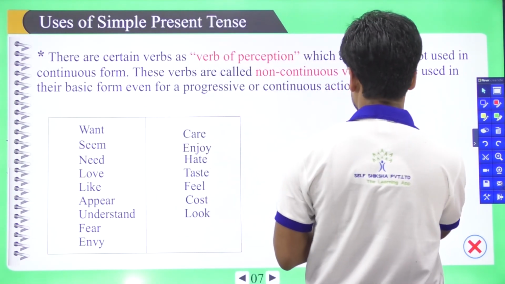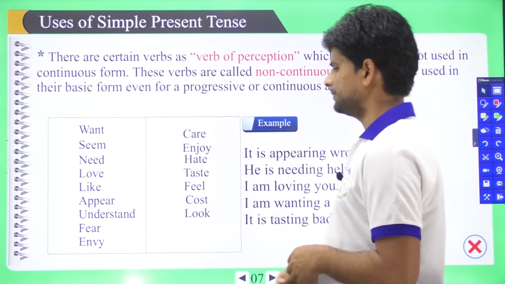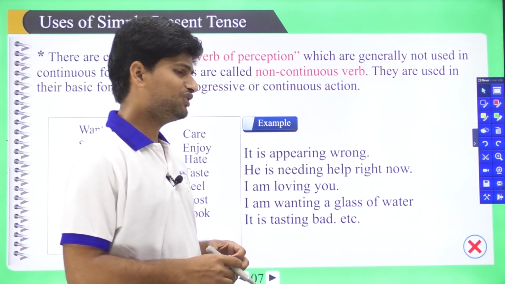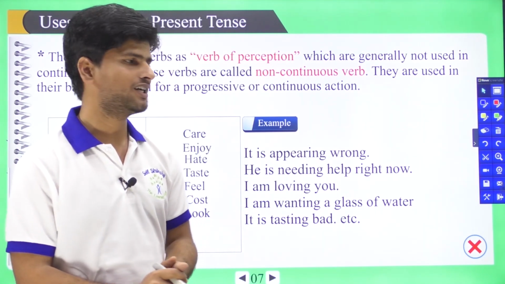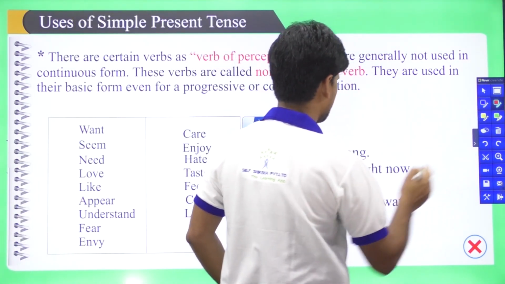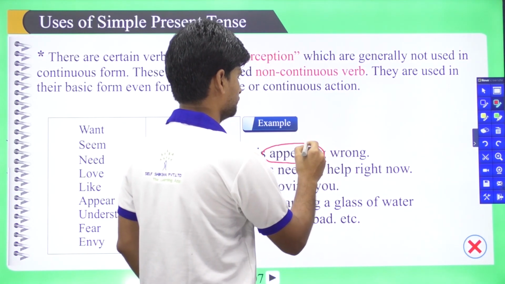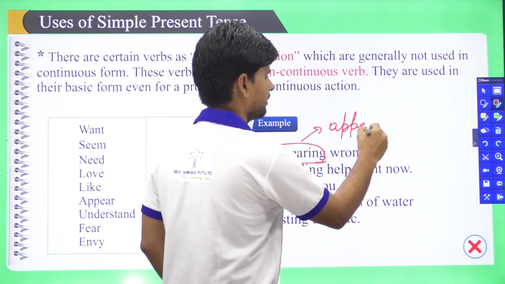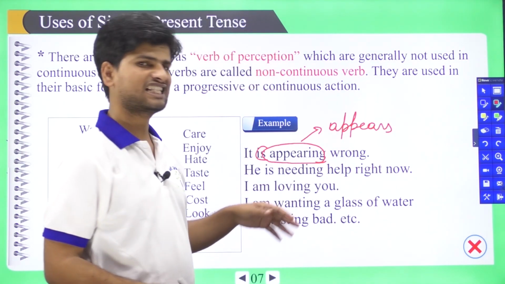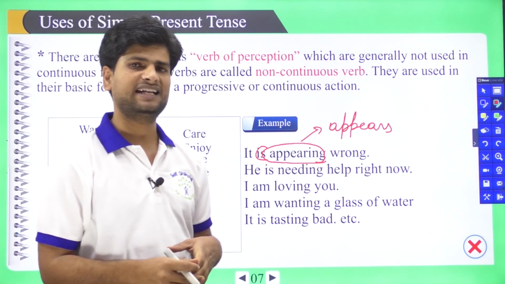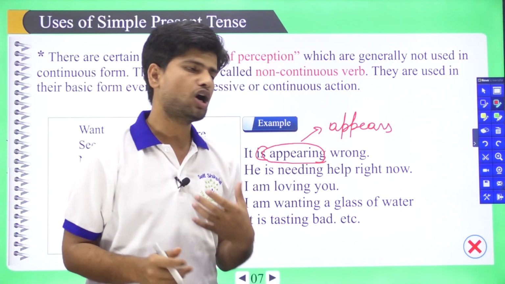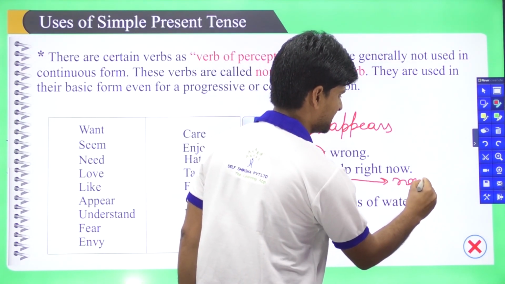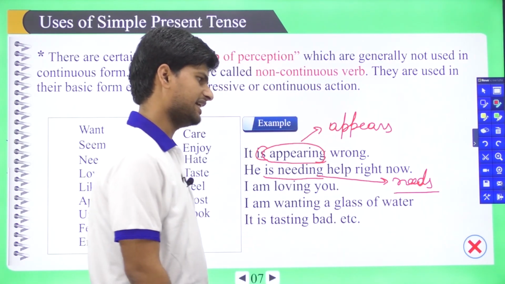Let us see some examples here. For example, it is appearing wrong. मान लो ये गलत लग रहा है, ये आपको बोलना हो तो definitely it is wrong. Appear is a non-continuous verb, so you must write it appears wrong. Is appearing की जगह पे क्या होना चाहिए? It appears wrong. Next is he is needing help right now. Need is also a non-continuous verb. So the correct structure should be in simple present tense, that is he needs help right now.